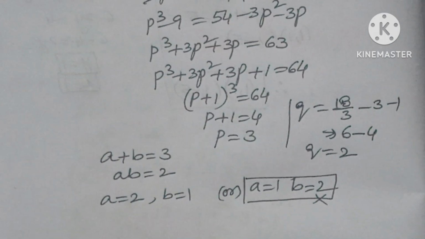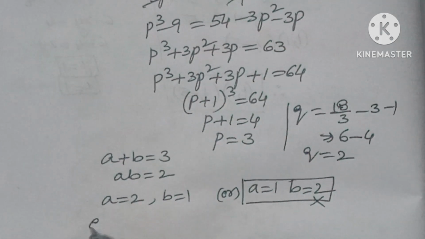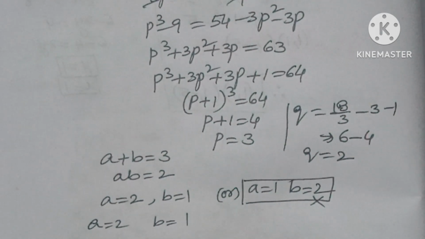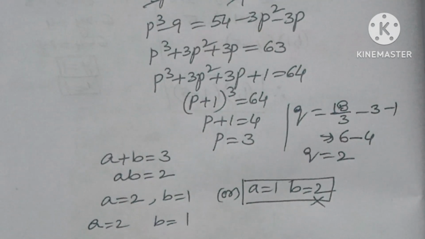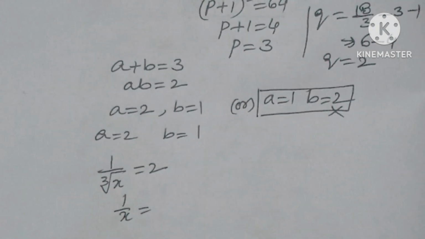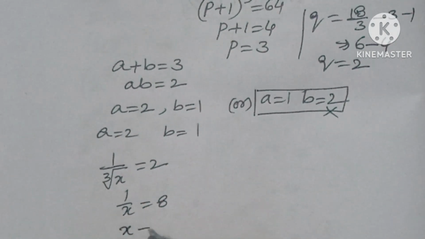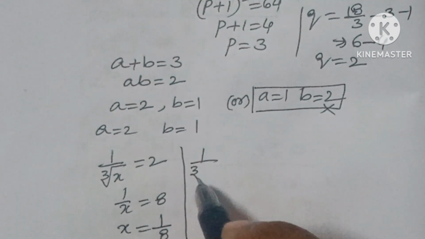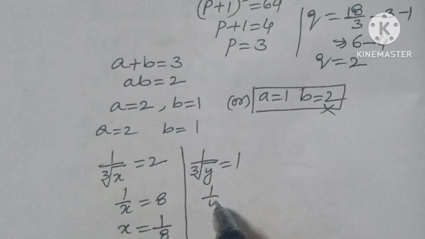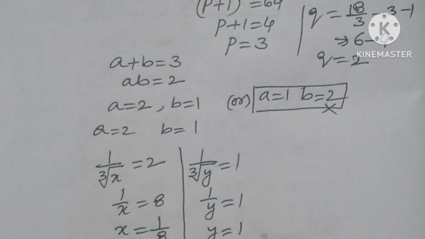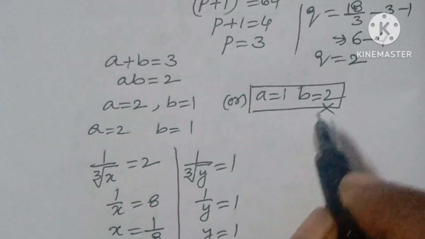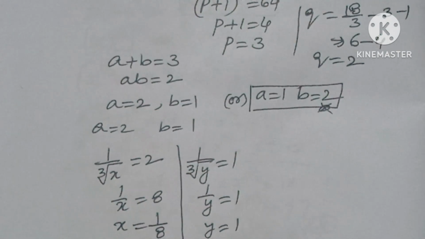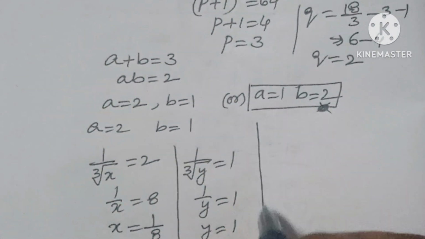If you take a = 2 and b = 1, then a value 1/∛x = 2, so 1/x = 2³ = 8, x = 1/8. For b, 1/∛y = 1, so 1/y = 1 and y = 1. Here the x value is less than y, so you are not taking this value. You will go to the second case.